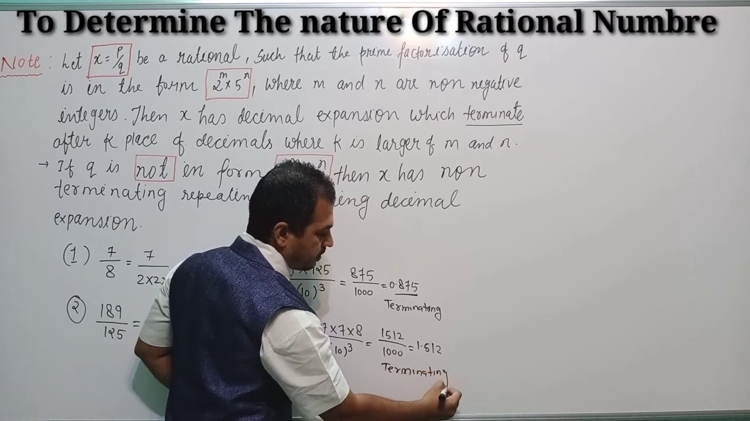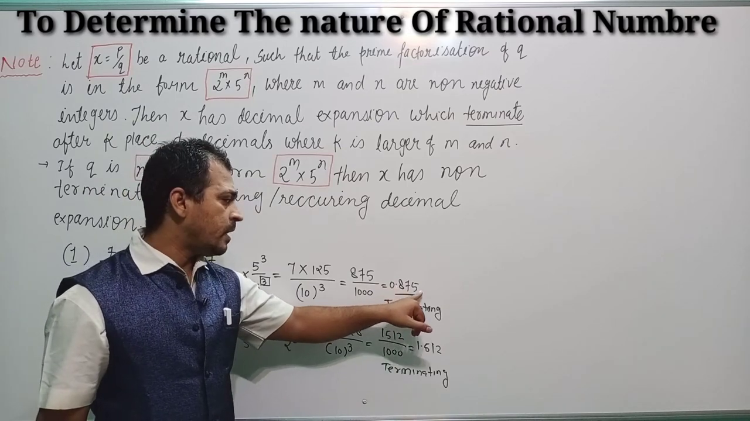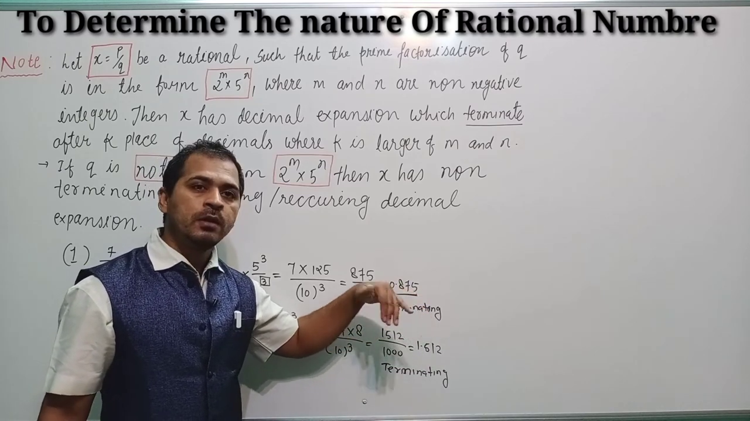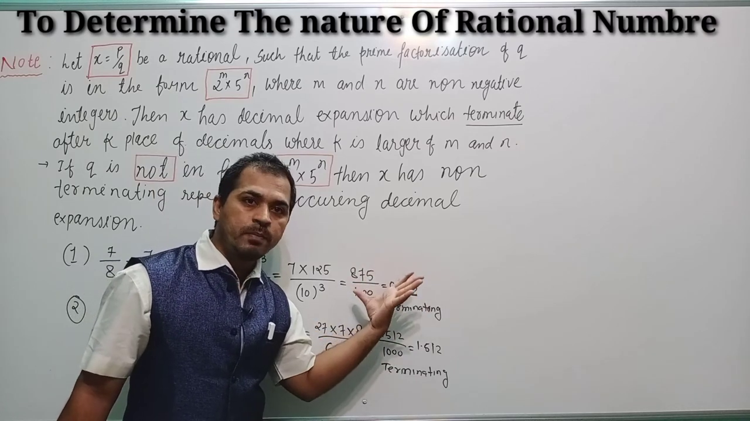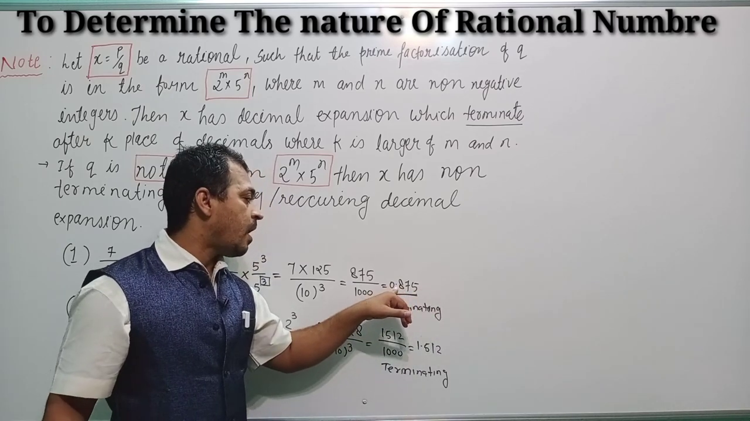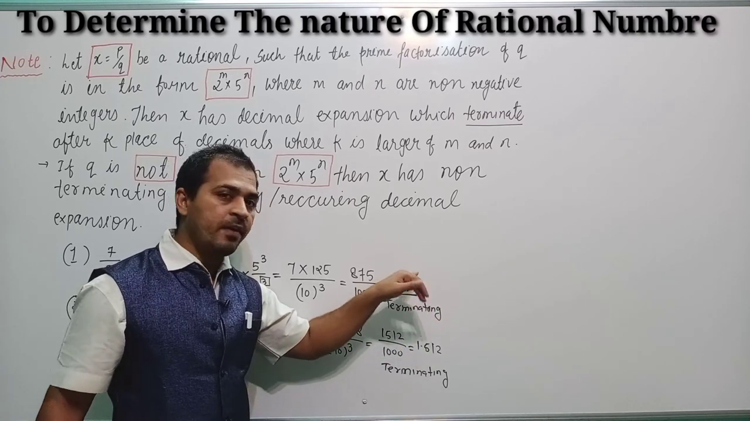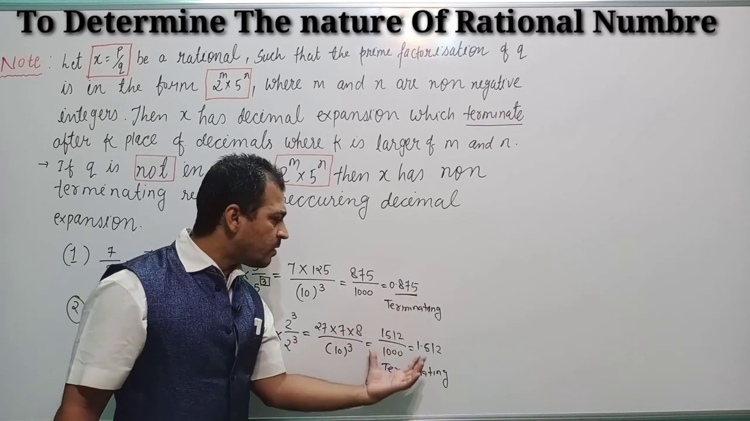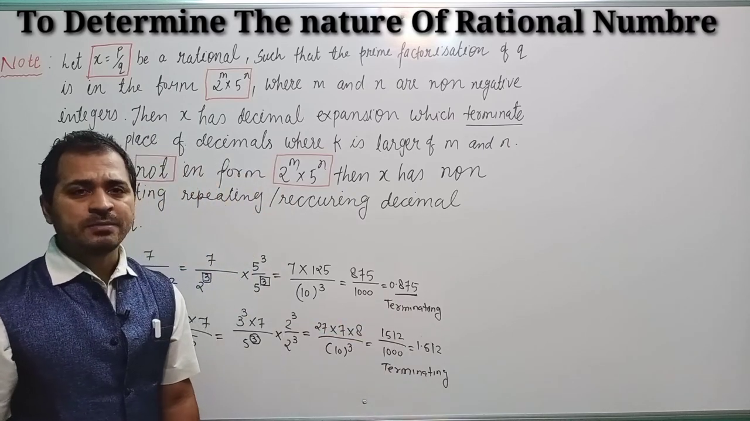So this is a terminating decimal expansion. Terminating means that after the decimal place, once the digits occur, the remainder will be zero. It means after 2 digits or 3 digits, the numbers will stop. It means there will be no repetition of numbers. After the decimal point, after 3 places, here is the decimal, 1, 2, 3, after 3 numbers you are getting remainder 0. Right, students? These kinds of decimal expansions are known as terminating decimal expansions.